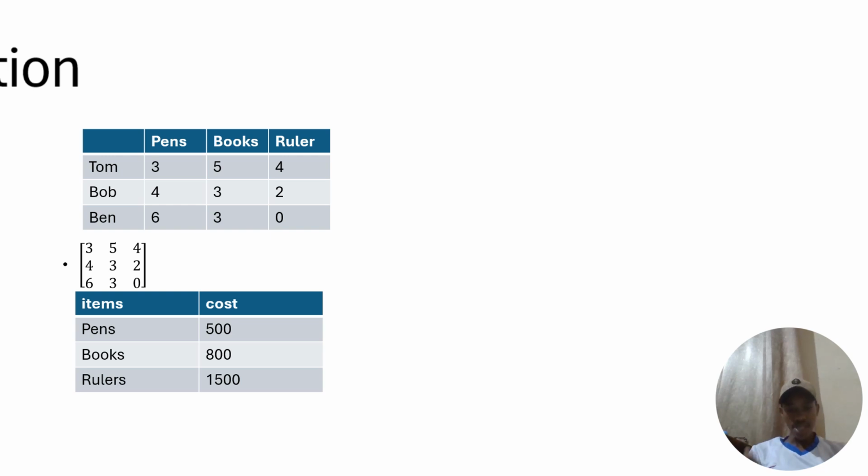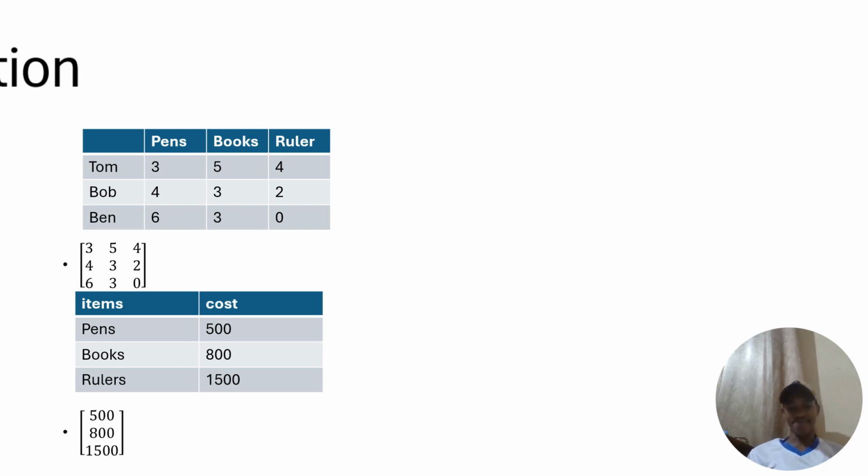Then, they also asked us to get a 3 by 1 matrix of the cost of each item. So that is the cost. As we consider row by column, you can see that the rows are 3, but the column is only 1.